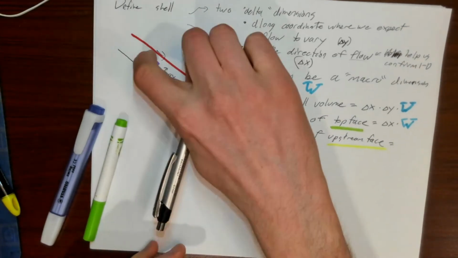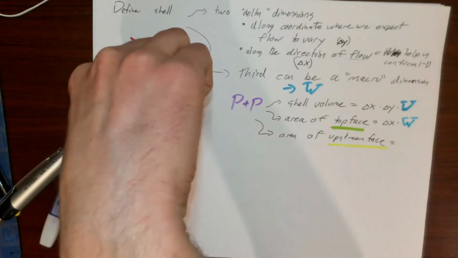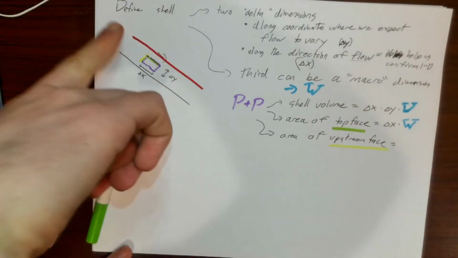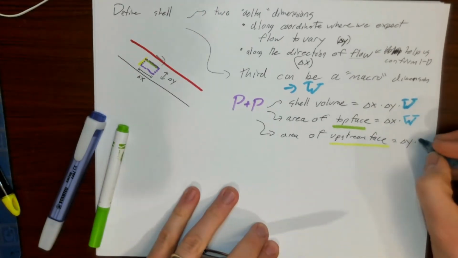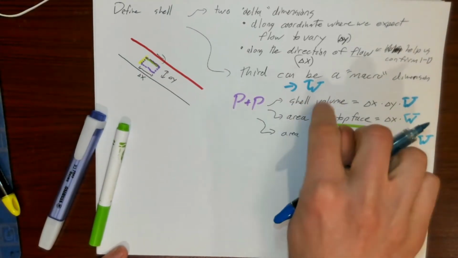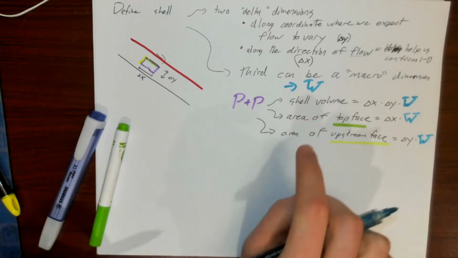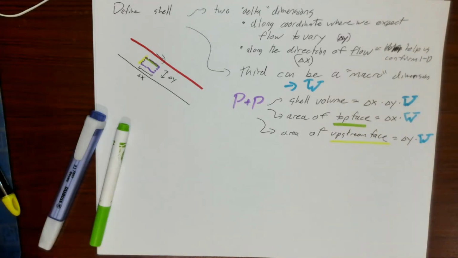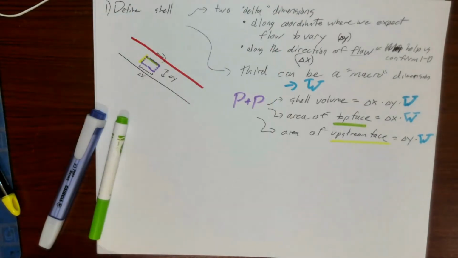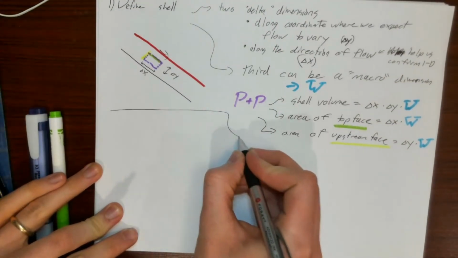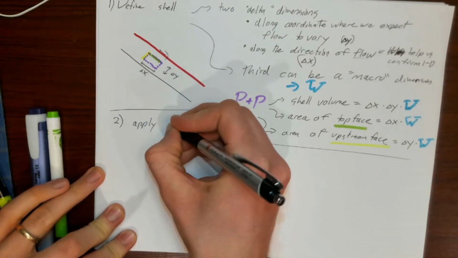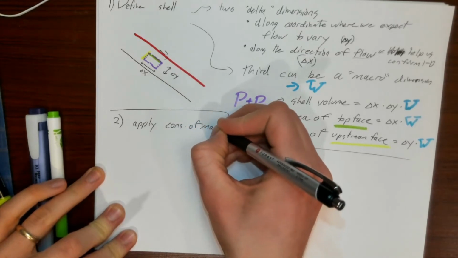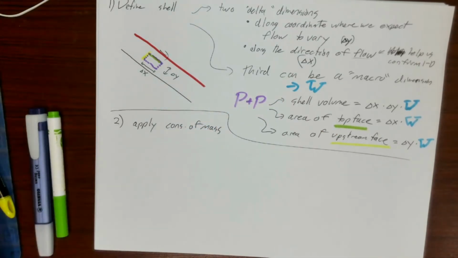And the area of the upstream face would be this dimension, delta y, times the dimension out of the page. So it'd be delta y times w. And keep these bookmarked. We'll come back to them in upcoming steps. So thus concludes step 1, where we define the shell. Now let's move on to step 2, where we apply conservation of mass to it.